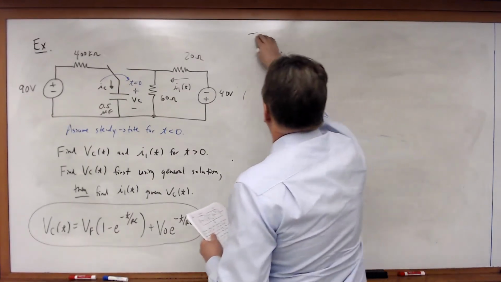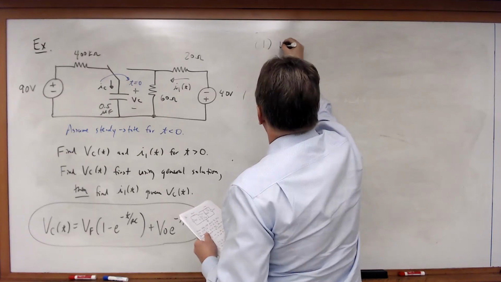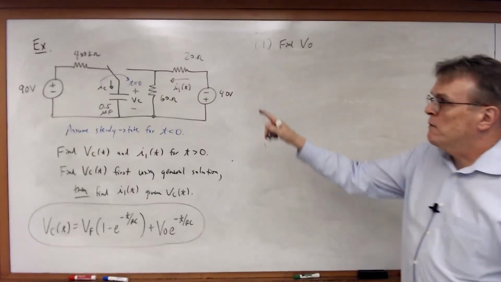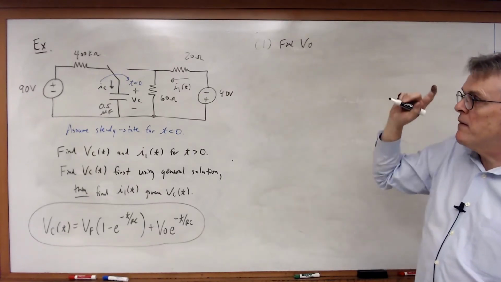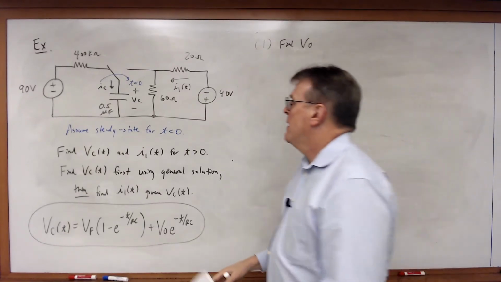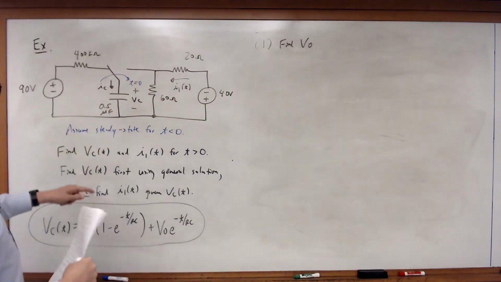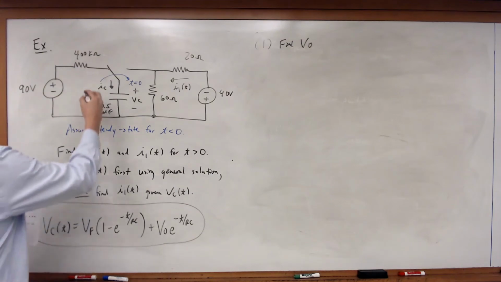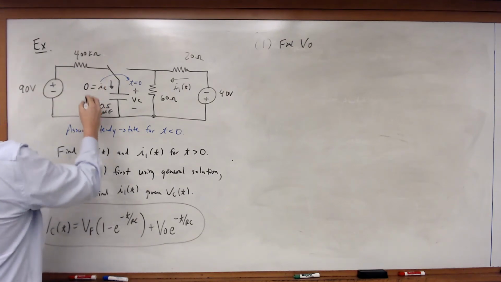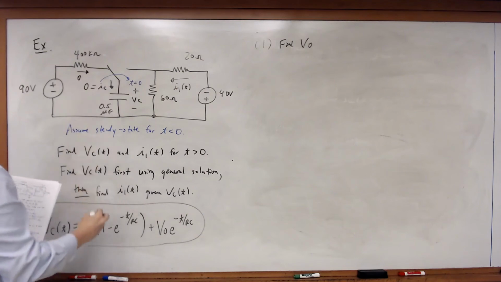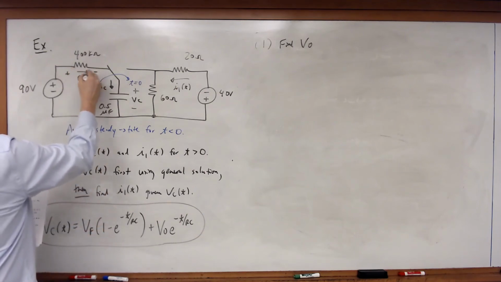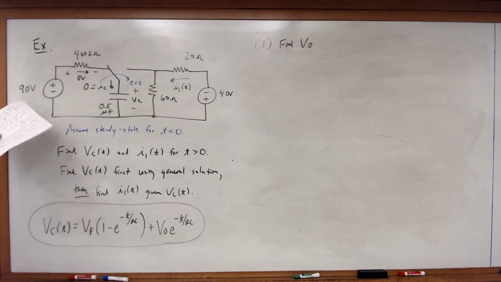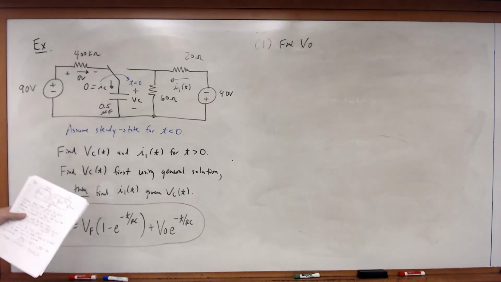All right. So first, let's find V0. For V0, we want to find the initial condition. So for t less than 0, we've got the capacitor connected here. The current's equal to 0. Therefore, I've got 0 current through this resistor, which means I've got 0 volts across that resistor, which means, therefore, VC must be equal to 90 volts.